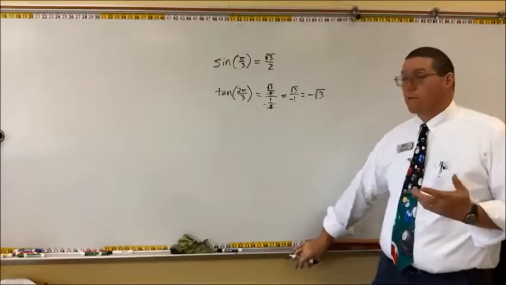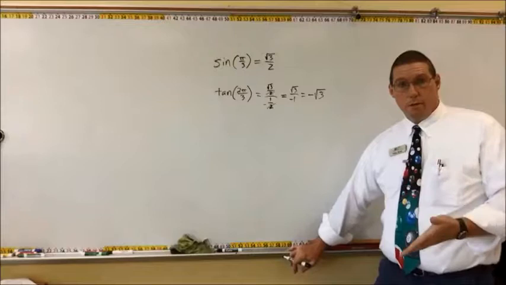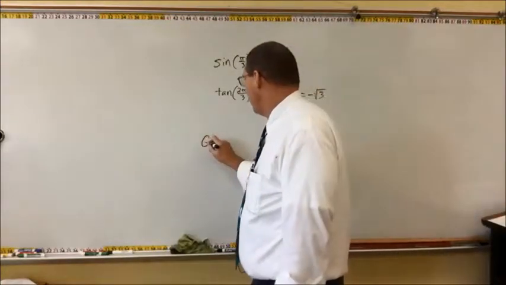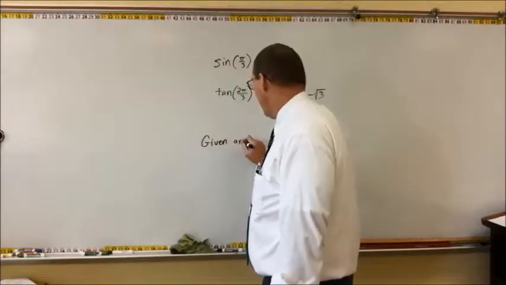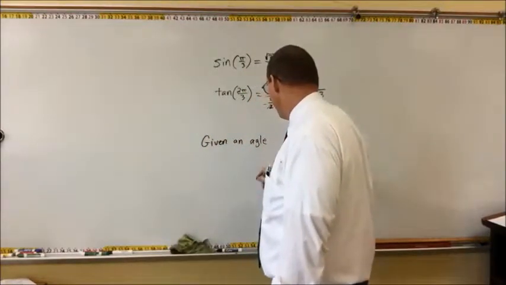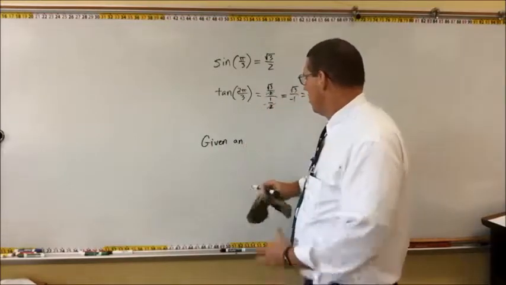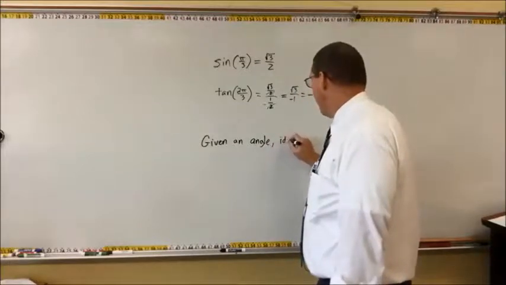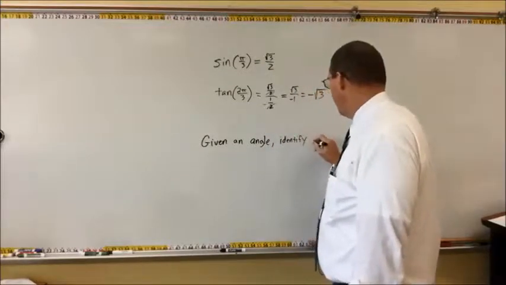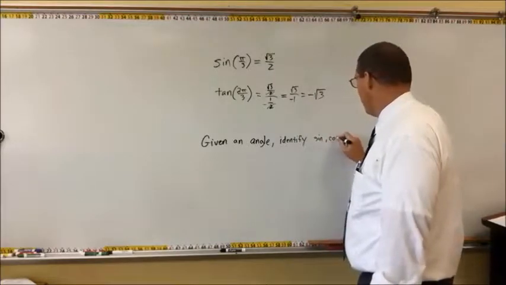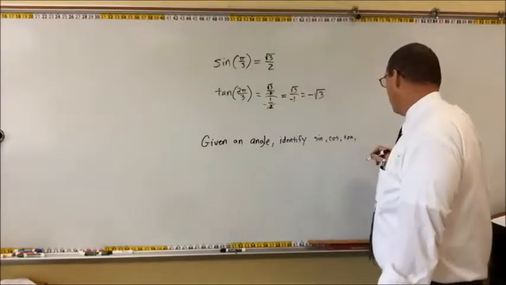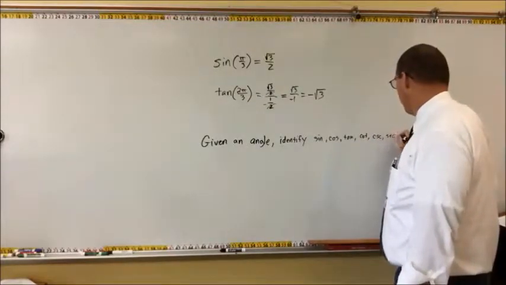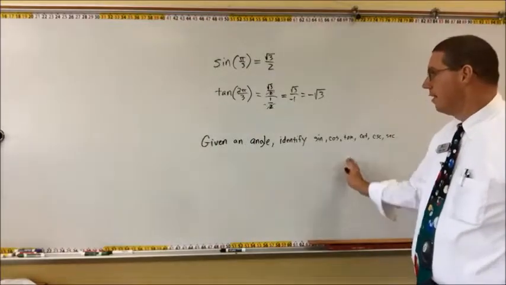All right, so this is the sort of thing that I've asked you to do up to this point, is simply given an angle. So here's the deal. I'm going to write it out. Given an angle, identify either sine or cosine or tangent or cotangent or cosecant or secant, right? Identify the value given an angle.